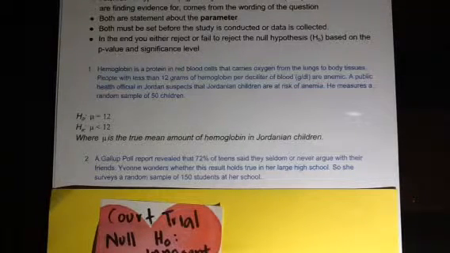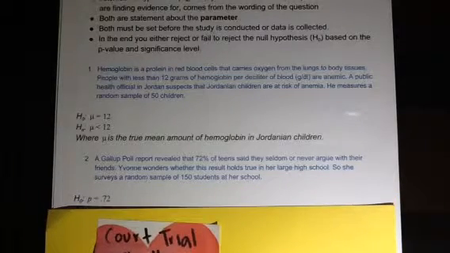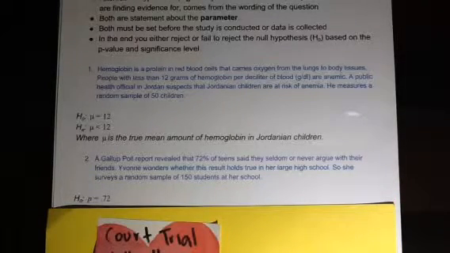Again, our null hypothesis is going to be a statement of equivalence. So because we're dealing with proportions here, our null hypothesis is going to have to do with the true proportion of people who say that they argue with their friends. So our null hypothesis is going to be that the proportion is equal to 0.72.